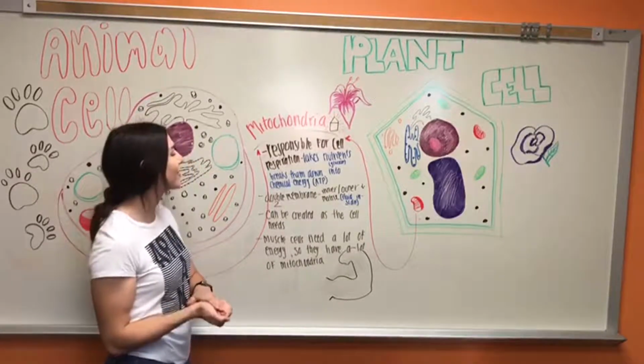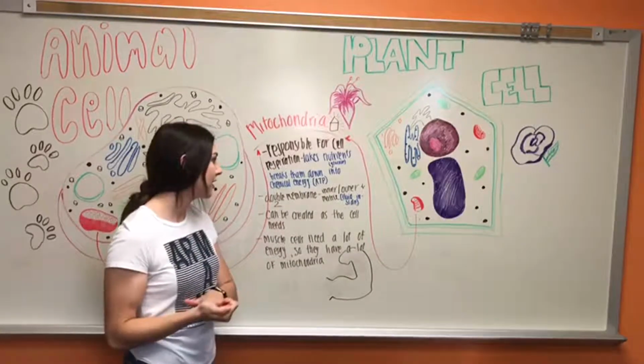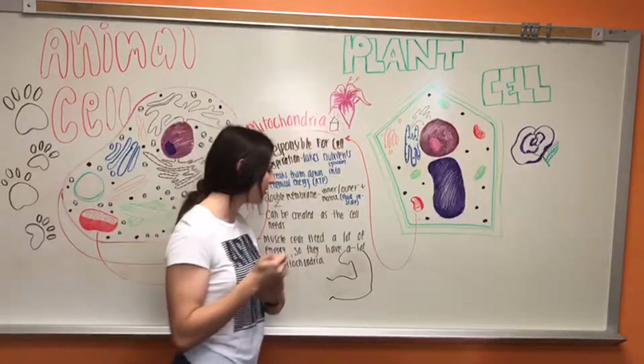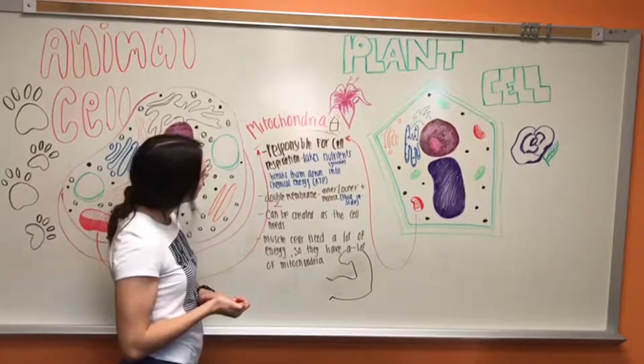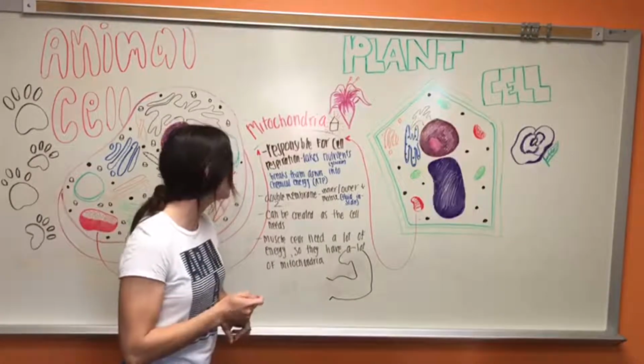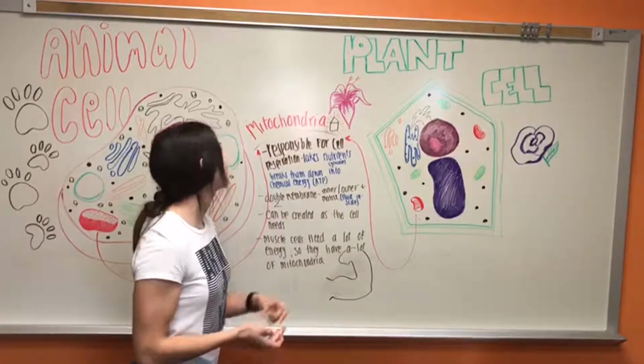Basically, it takes nutrients known as glucose and breaks them down into chemical energy, which is ATP, also known as adenosine triphosphate. It is composed of a double membrane, an inner and an outer. The outer membrane is freely permeable, and the matrix is the fluid inside.